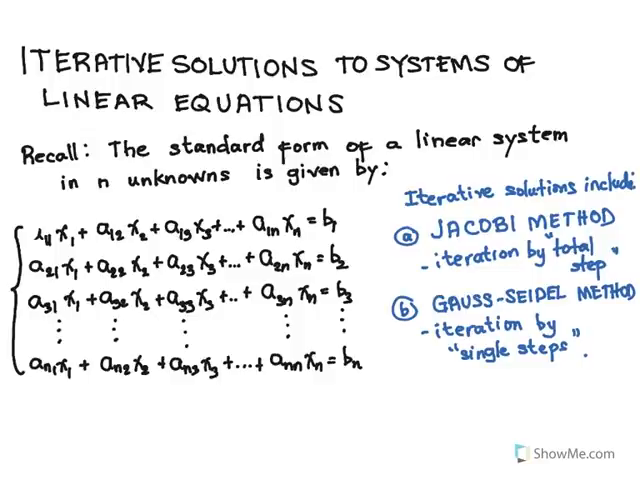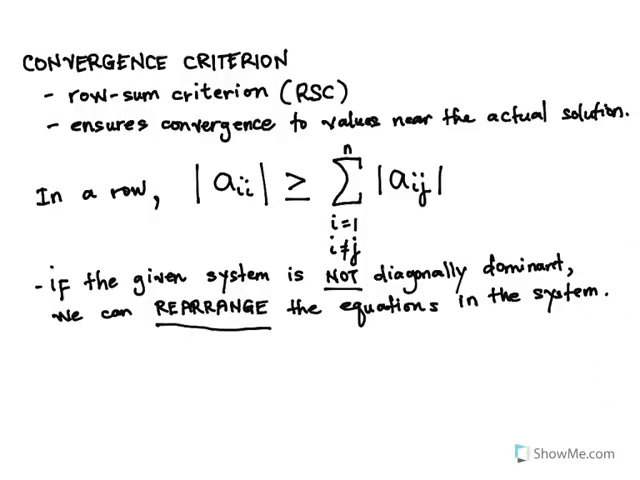So, the Jacobi method is referred to as iteration by total step, while Gauss Seidel method is known as being iteration by single step. So, what is the difference between the two, total step and single step? Makita natin mamaya sa example. So, before you proceed with the iteration using either Jacobi method or Gauss Seidel method, you have to first check for what you call a convergence criterion.